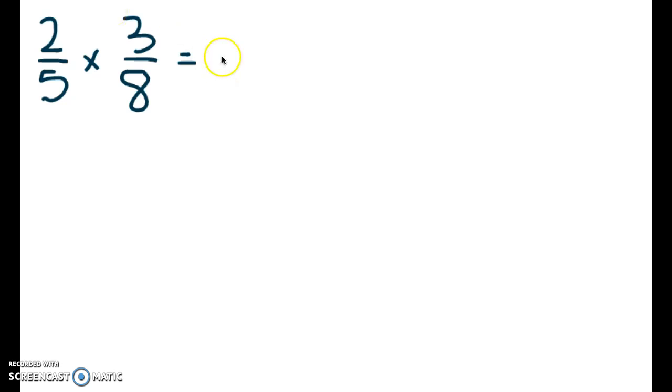So here's one last example here. And remember, it's tops times tops when you're multiplying your fractions. And we have 2 in the top and 3 in the top. Okay, and then it's bottoms times bottoms, and that's 5 times 8 in the denominator.